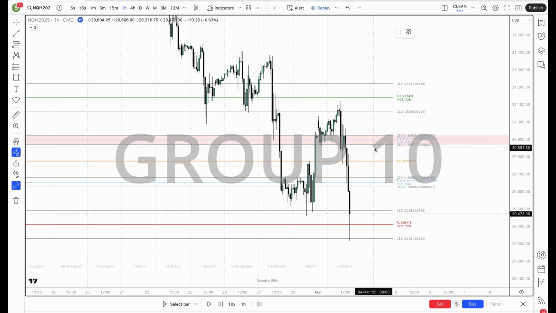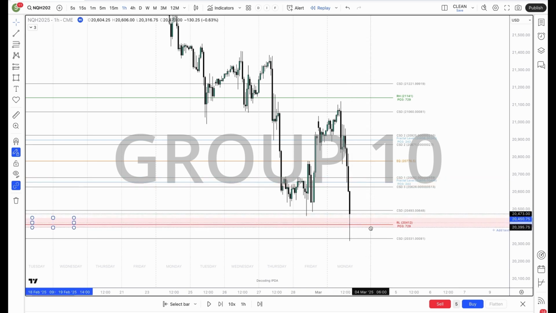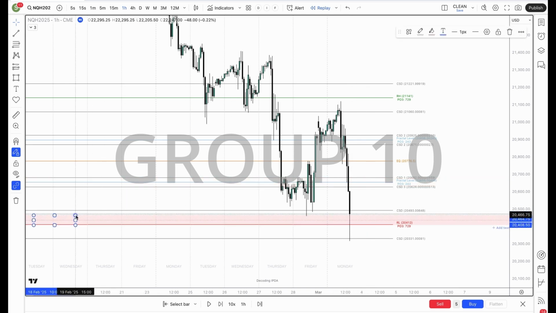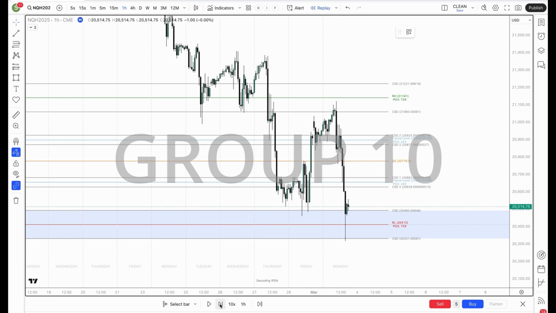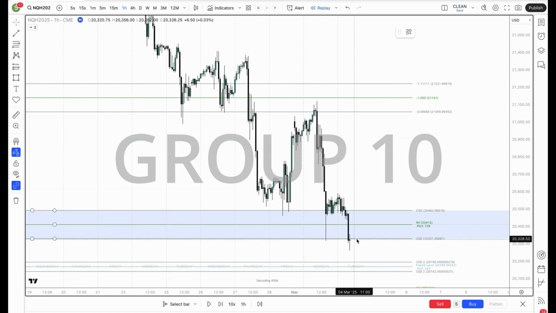Price continues lower, displacing below this fractal range, meaning CSD would be confirmed here. Price then reaches the range low. As long as price remains below this price range here, we're in a sell program, and displacing below this price range here will confirm a continuation of the sell program. Price is now closed above the range low. This is now the invalidation for the buy program. If you continue, price is now closed below this range low, meaning now it's a range high.